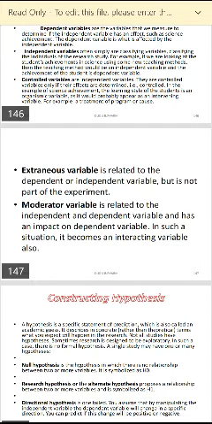We have the exogenous variable, which is related to the dependent or independent variable, but is not part of the experiment. Sometimes there are so many variables when you do something.